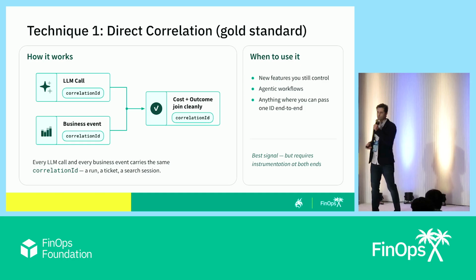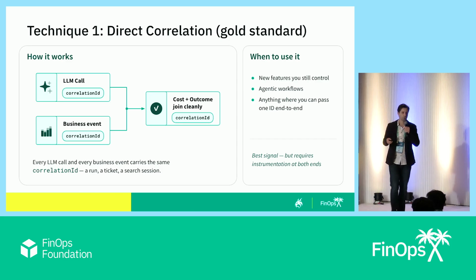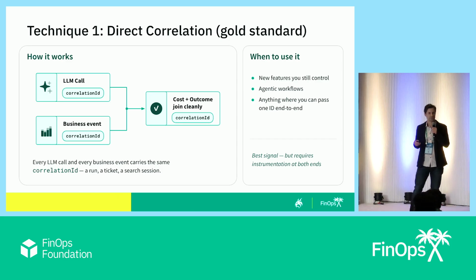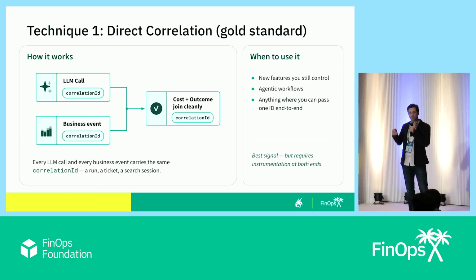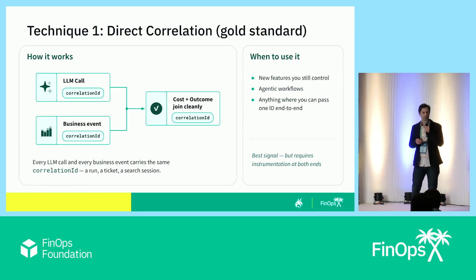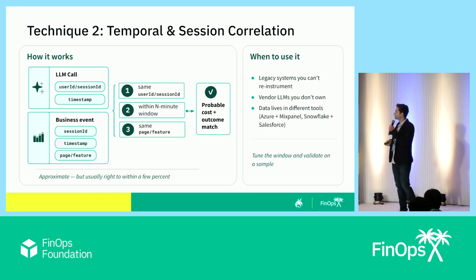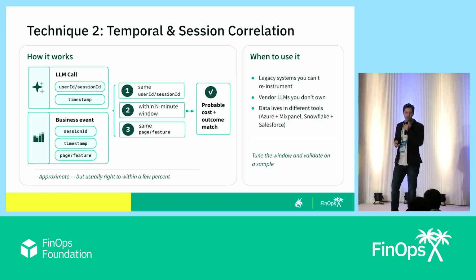But what happens when you don't have control, or you can't instrument either or both sides of the systems? Let's say your LLM system is through a vendor and you can't instrument that, or your value data is sitting in a CRM system, for example, and you can't really instrument that either. Here's where the temporal and session correlation can be really helpful.